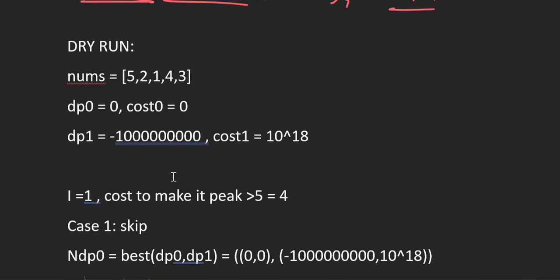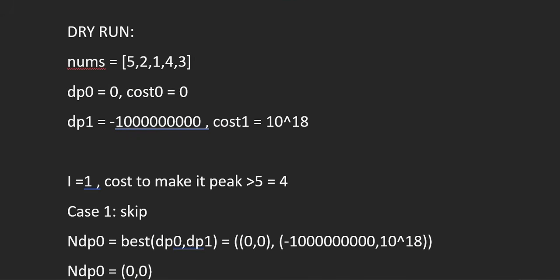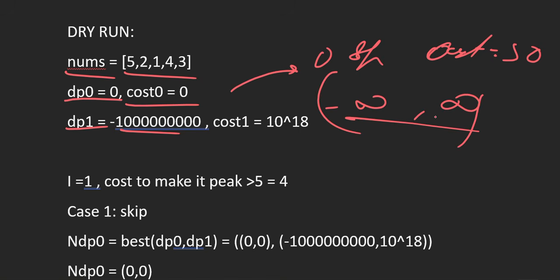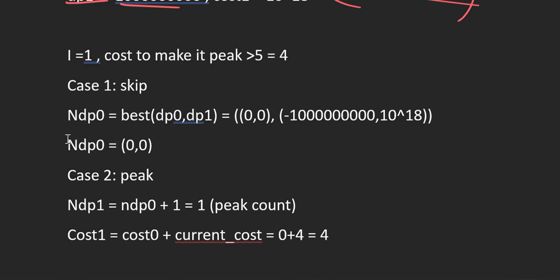So let's see a dry run to get it more clearly. And please be focused on this, because the next question, number 4, is almost similar to question number 3. So we have taken the nums array 5 2 1 4 3, where DP0 is 0 and cost 0 is 0. So initially we have 0 special indexes, and we get those at cost 0. Then we have DP1 as minus infinity and the cost is infinity. Then we start from I equal to 1, index number 1.